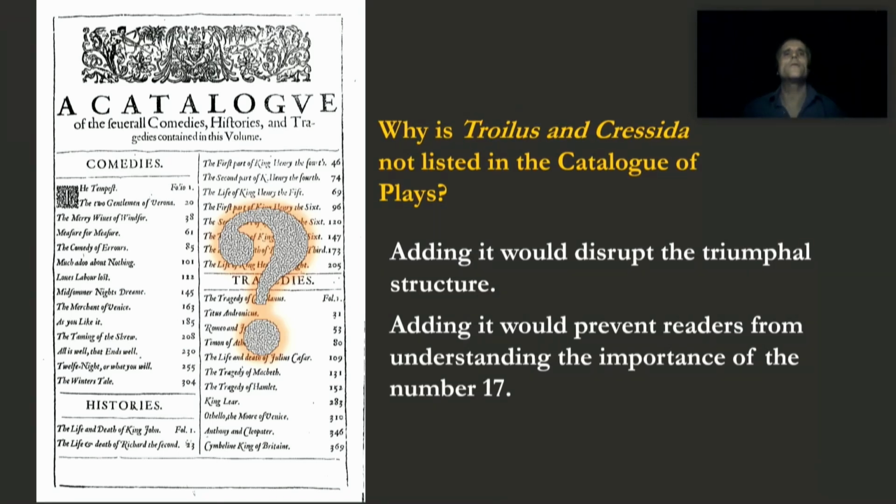Now we have an answer to the long-standing question, why is Troilus and Cressida not listed in the Catalogue of Plays? Adding it would disrupt the triumphal structure. Adding it would prevent readers from understanding the importance of the number 17.